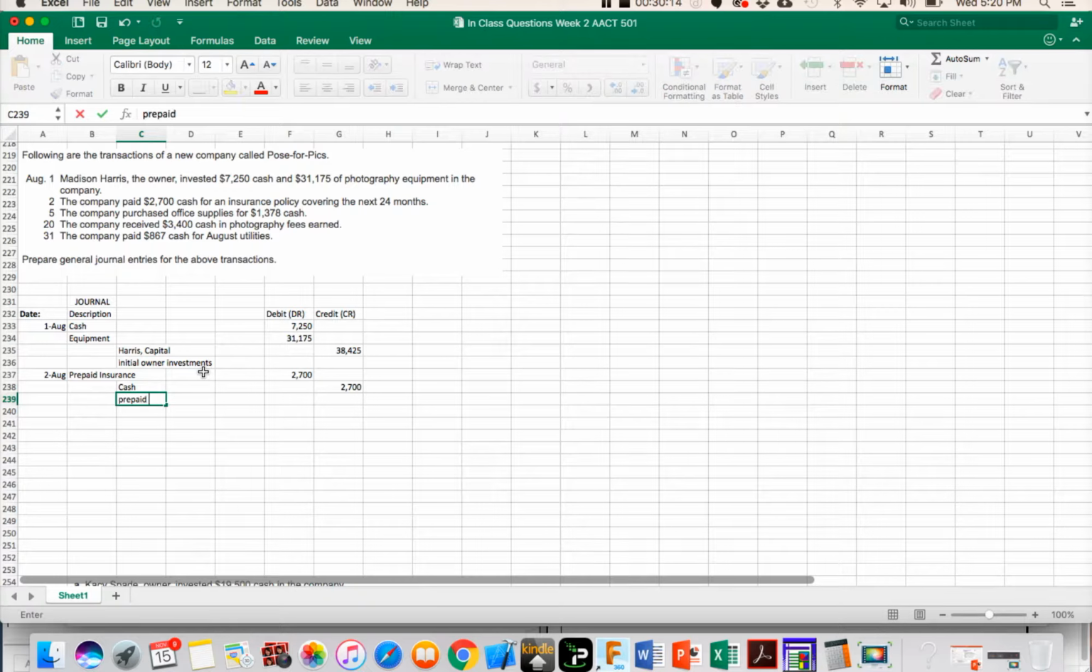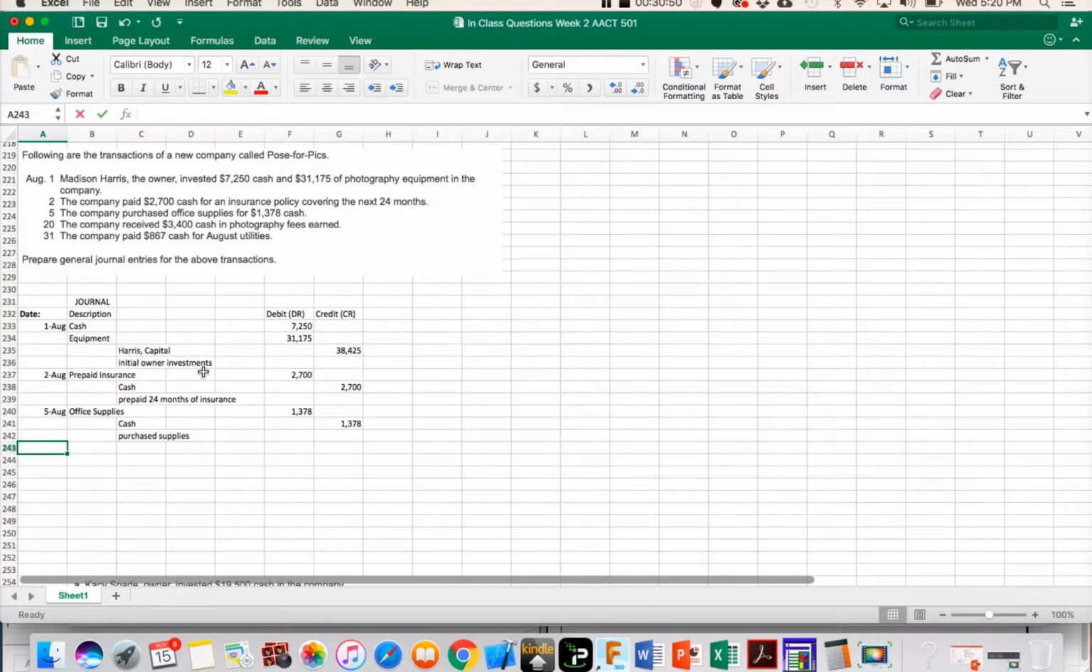Prepaid, 24 months of insurance. Okay, 5th of August. Office supplies are increasing. Cash is decreasing. So I have a debit to office supplies for that amount, credit to cash for that amount. Purchased supplies.